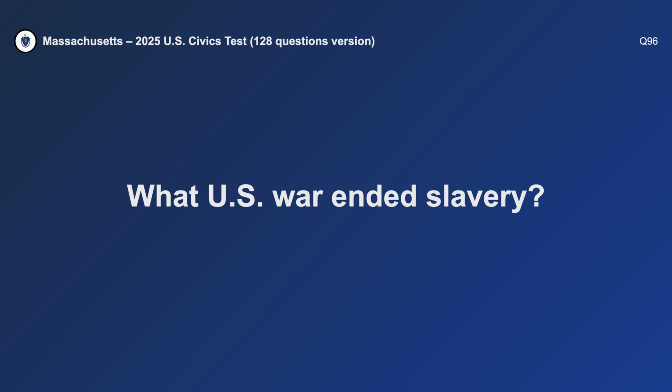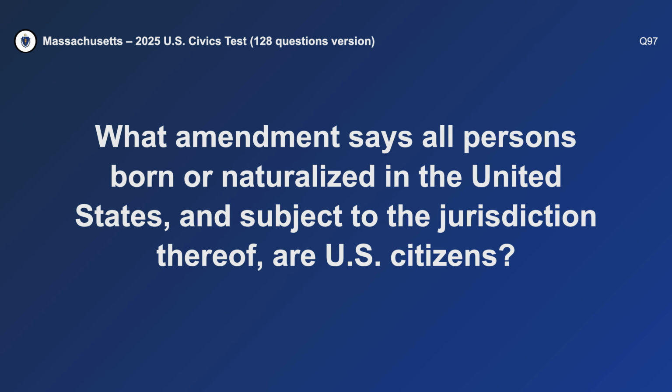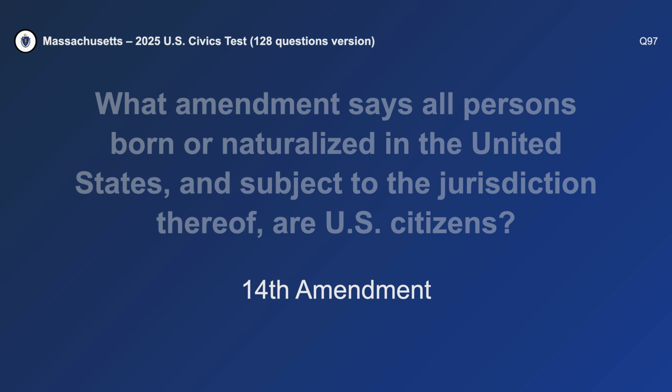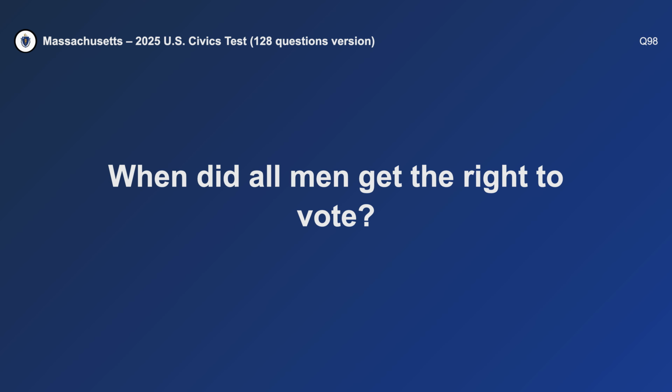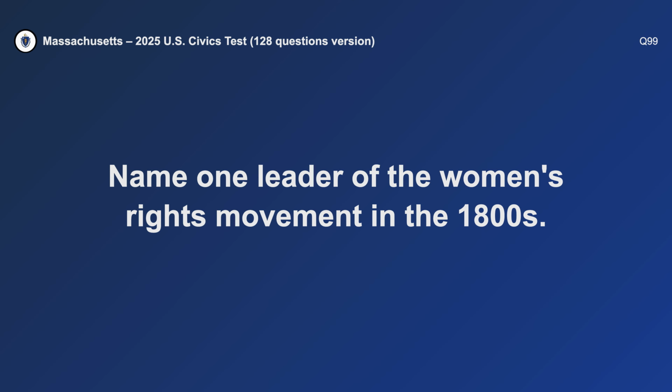What U.S. war ended slavery? The Civil War. What amendment says all persons born or naturalized in the United States and subject to the jurisdiction thereof are U.S. citizens? 14th Amendment. When did all men get the right to vote? After the Civil War. Name one leader of the women's rights movement in the 1800s.